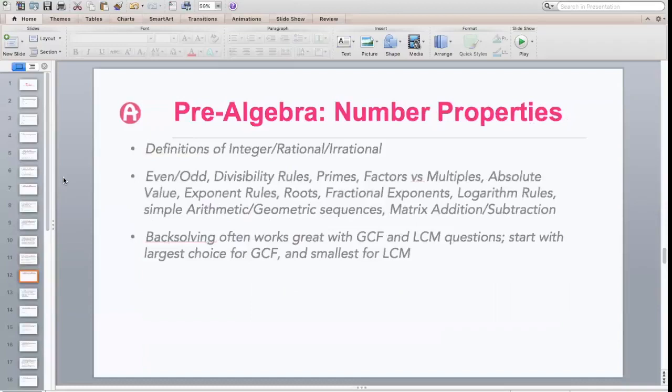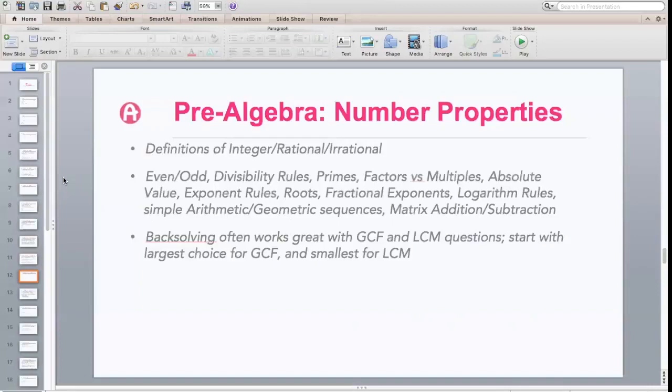So diving into the concepts, there is quite a bit of carryover between the two exams, but starting with pre-algebra, the number properties, the students should know the definitions of integers, rationals, irrationals. Again, the questions are rarely going to be which of these is irrational, but the student needs to know the difference between a whole number and a natural number because the questions are going to throw that at them.